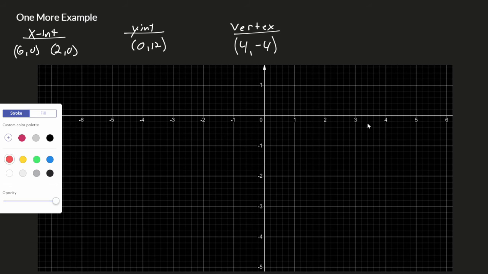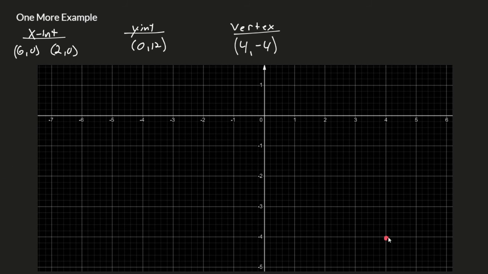That's positive 4, negative 4. So right here, we have a vertex. We have a y-intercept all the way up at positive 12. Now, because of the nature of this graph, it's going to be hard to demonstrate that, so I'm just going to use this as a rough guide point. We have x-intercepts at (6, 0) and (2, 0). I'm going to put those in green at (6, 0) and (2, 0), here and here.